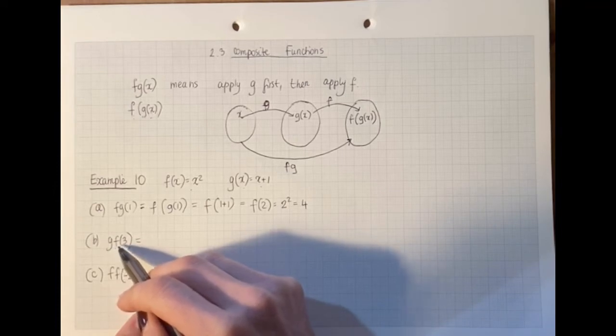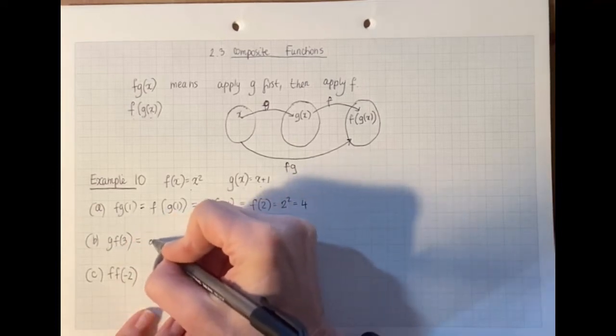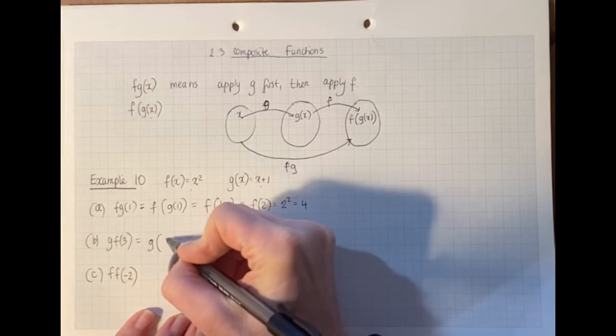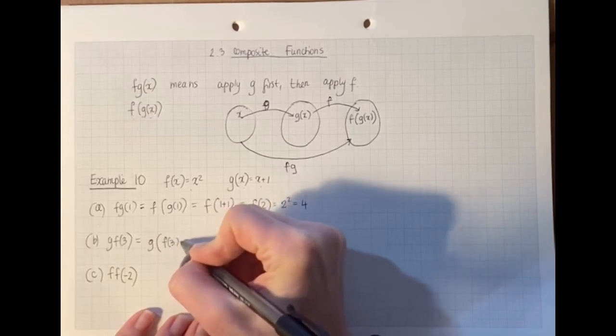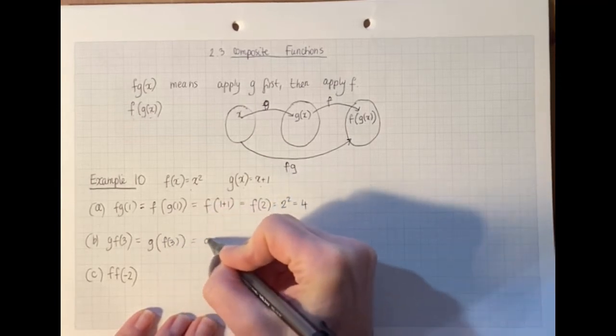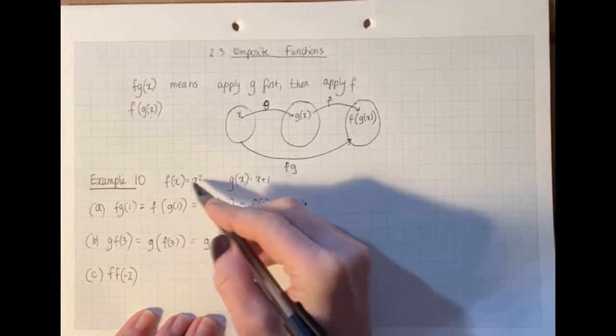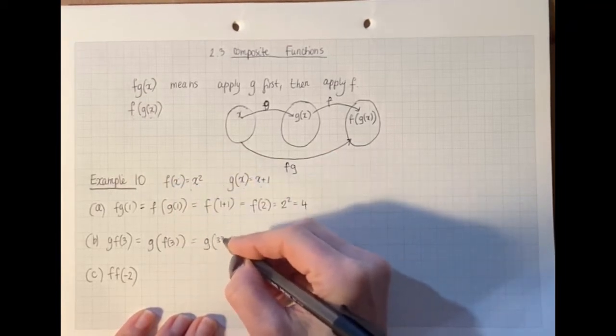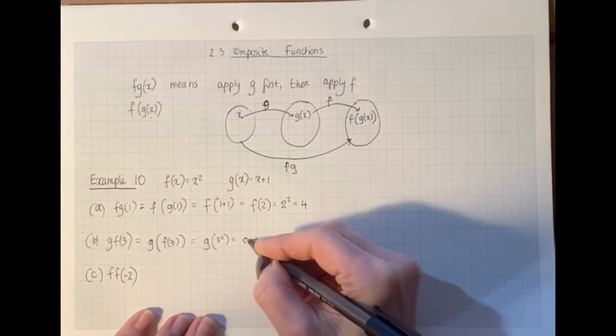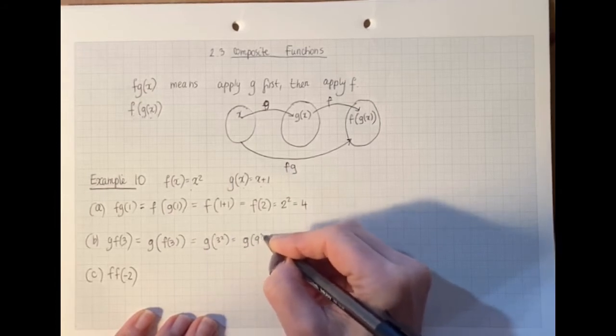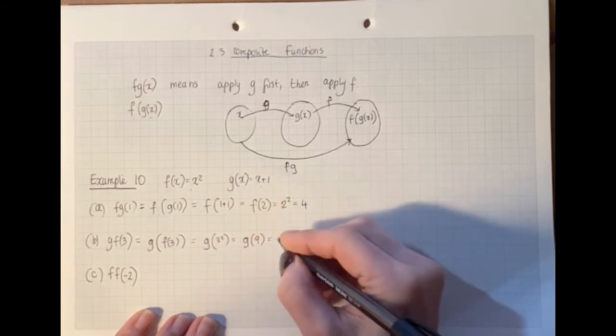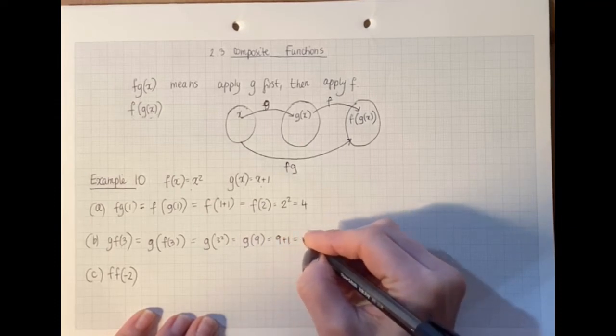The second example is the reverse order. We are going to put 3 into f, so we're going to find what g of f of 3 is. So f of 3 needs to be evaluated first. f of 3 is 3 squared, which is 9. So we're going to find what g of 9 is. g of 9 is 9 plus 1, which is 10.